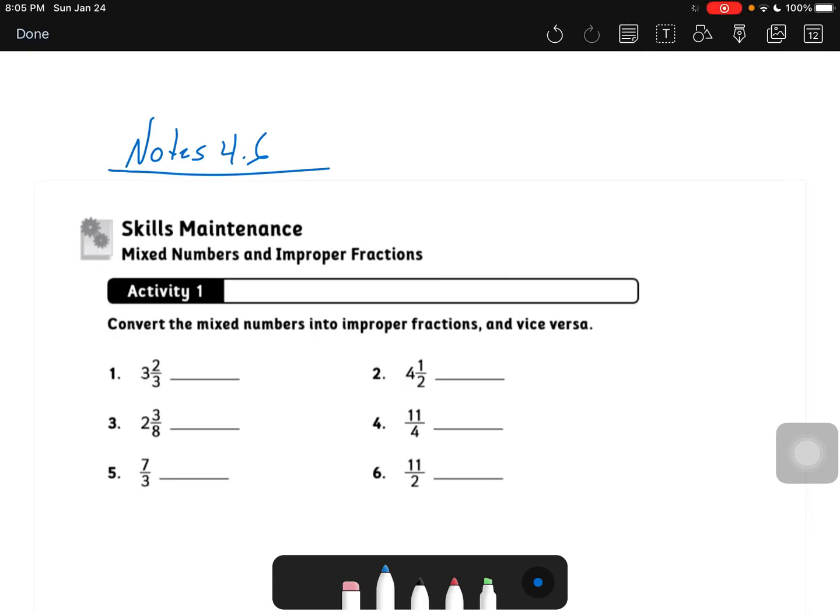Hey class, these are the notes for section 4.6. We're going to be working on multiplying mixed numbers. So in our skills maintenance, we're going to convert mixed numbers into improper fractions, and then vice versa. We may have some improper fractions to convert to mixed numbers.